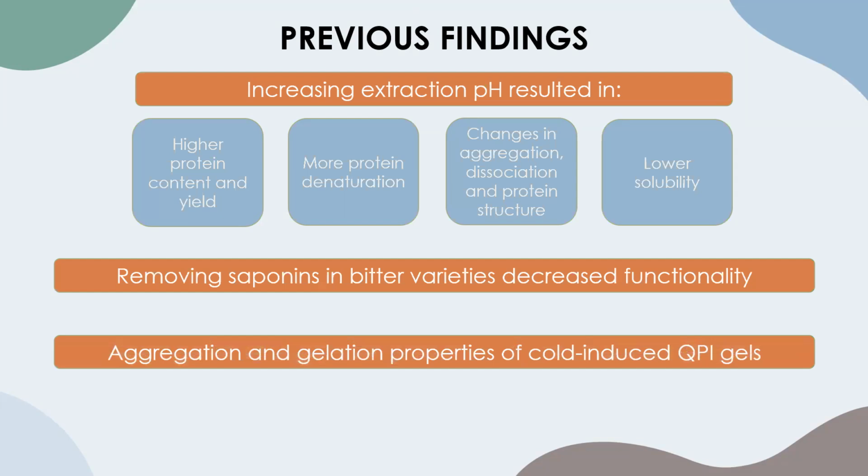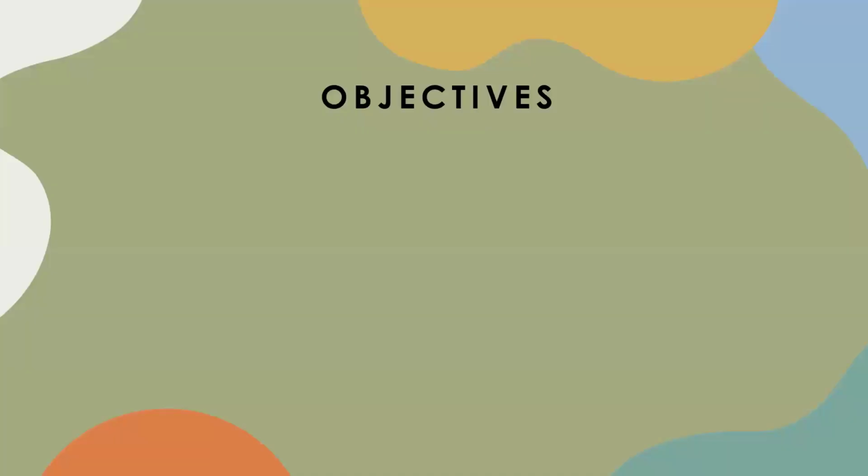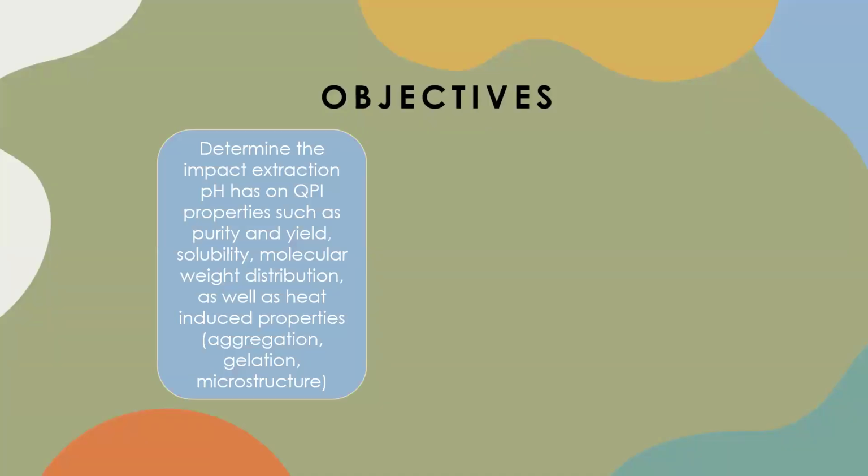Additionally, previous studies had looked specifically at cold-induced gels and not heat-induced gels and the resulting aggregation and gelation properties of that. So this study aimed to look at heat-induced gels, which brings me to my objectives. First, to determine the impact extraction pH has on QPI properties, comparing it to literature, such as purity, yield, solubility, molecular weight distribution, as well as the heat-induced properties, aggregation, gelation, and the gel microstructure.